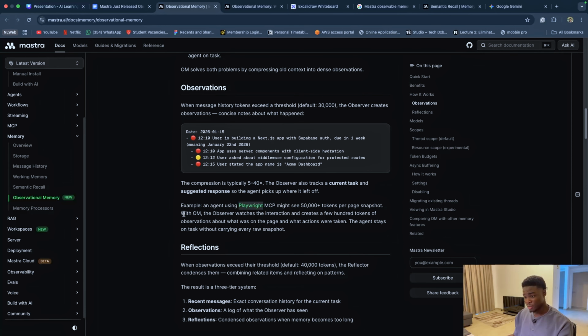What they said was that with observable memory, the observer watches the interaction and creates a few hundred tokens of observations about what was on the page and what action we're taking. Right? The agent stays on task without carrying every raw snapshot. Let's actually talk about the comparisons with RAG and observational memory.